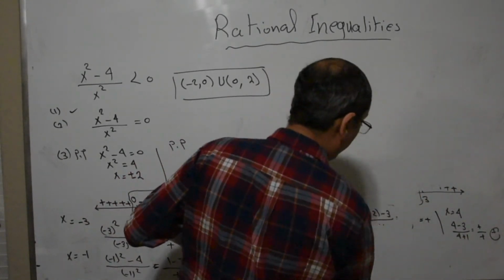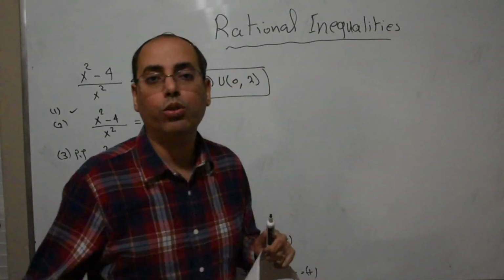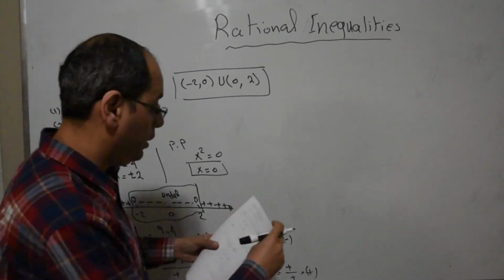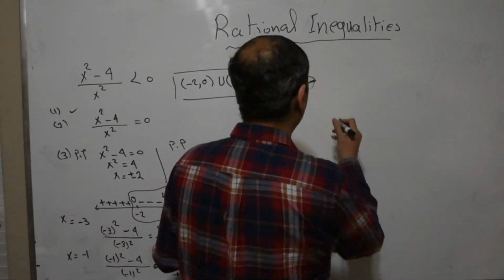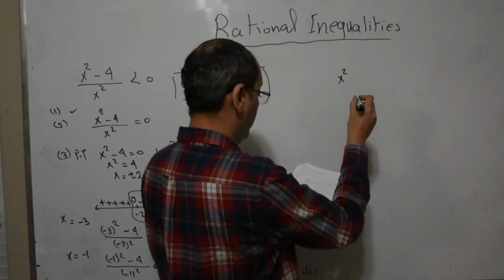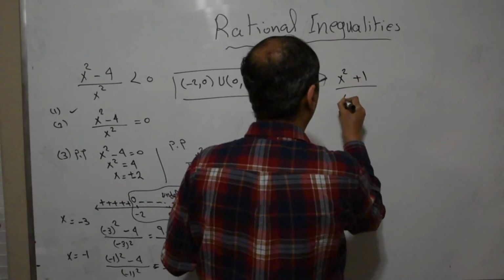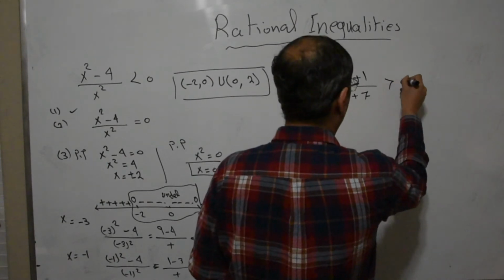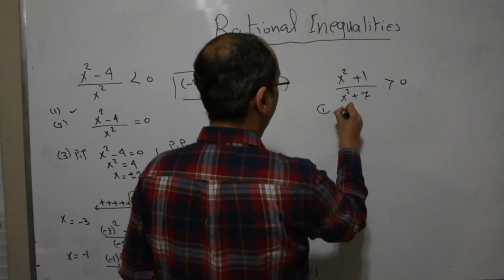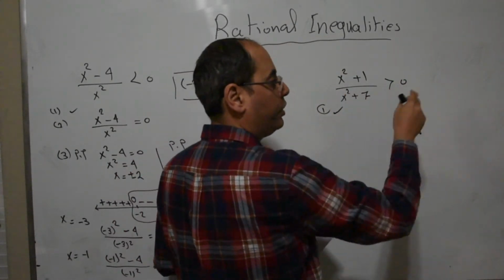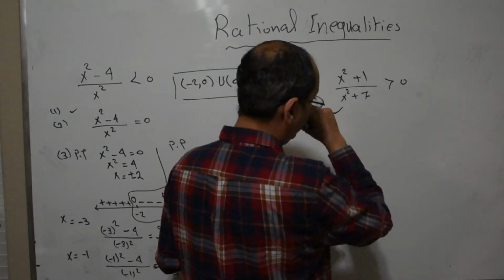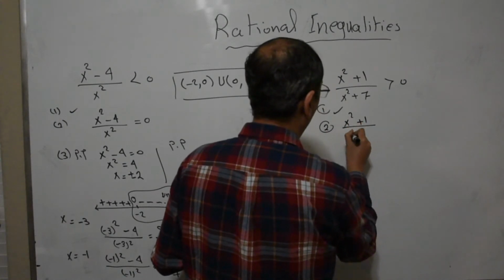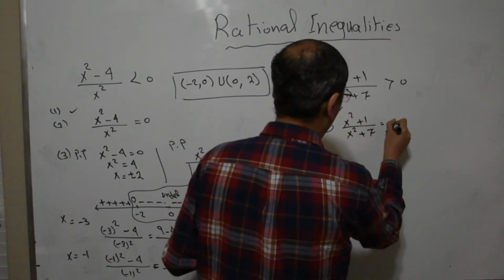So here, what if I don't have a solution? Let's see examples where I don't have a solution. If I go with x squared plus 1 over x squared plus 7, which is greater than 0. First step, done. The right side is 0. The second step, we set it equal, so x squared plus 1 over x squared plus 7 equals 0.